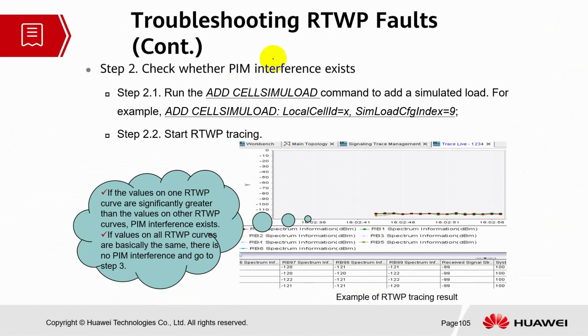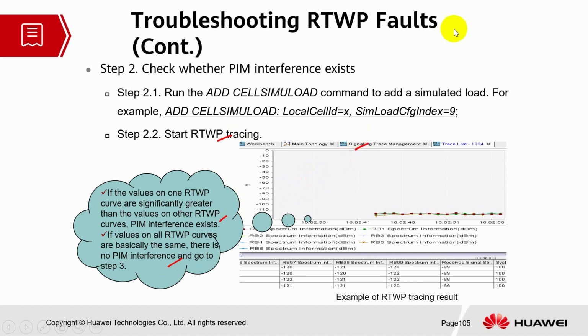So let's check whether any PIM interference exists. Run the add cell simulate command to add the simulated load. This one is similar to a dummy load. After that, we can start the RTWP tracing. Basically, if the tracing values are higher than the curves, the PIM interference exists. If the values of the curves are basically the same, there is no interference. This one we can run from the signaling trace management.